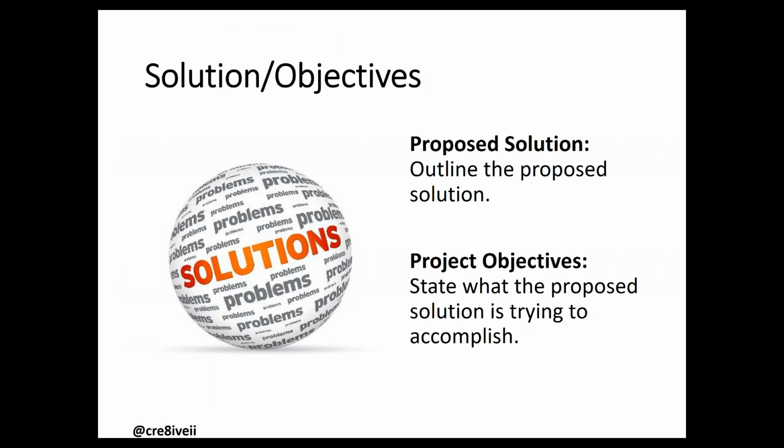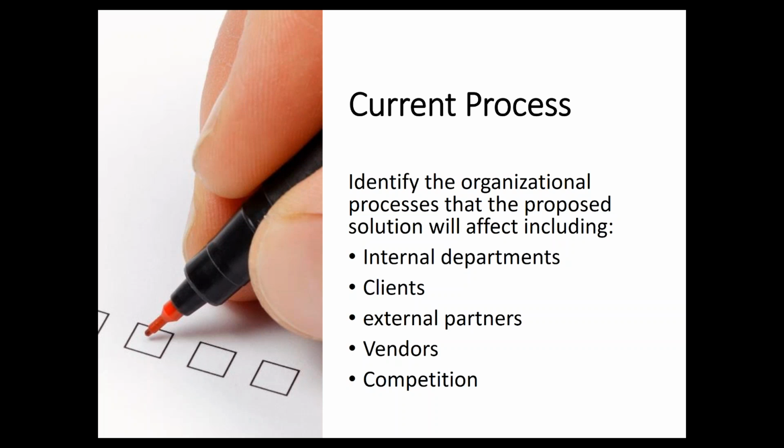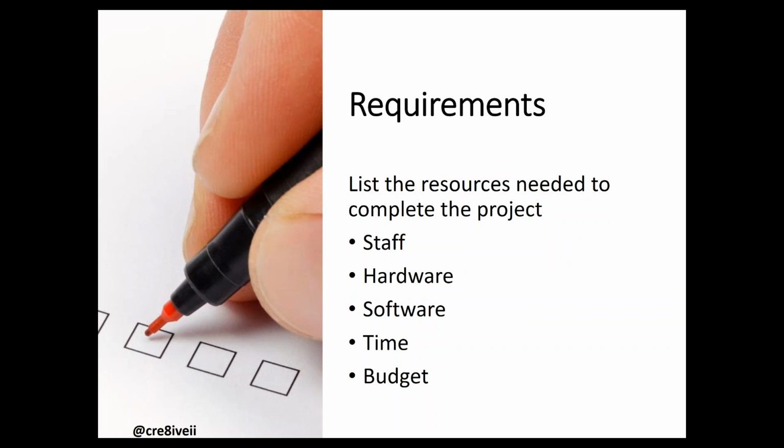Talk about the current process. So what are you doing now? And then how will this affect different people? And that may be people in the internal departments. How does it affect clients? Is it anything that's going to impact external partners or vendors or the competition? And then what are the resources that you're going to need to complete the project?